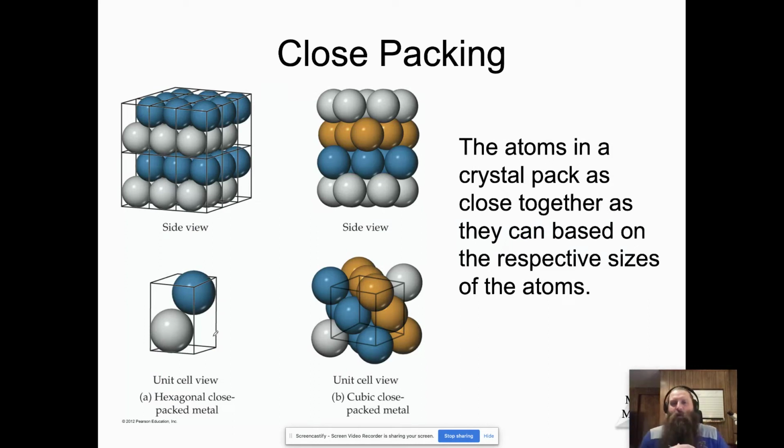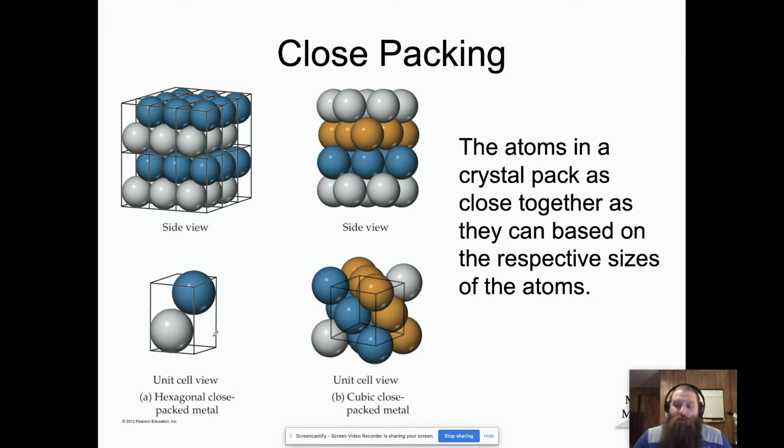Now, why can we assume that? Well, we assume that the atoms in a crystal are going to pack together as tightly as possible based on the sizes of the atoms. So if you have a really, really big atom and a really, really small atom, well, that's going to open up a lot of space in between your lattices. If you have roughly the same size atoms, then you can usually pack them a lot closer, all right? So that's the underlying assumption that we're making about those crystal lattices.